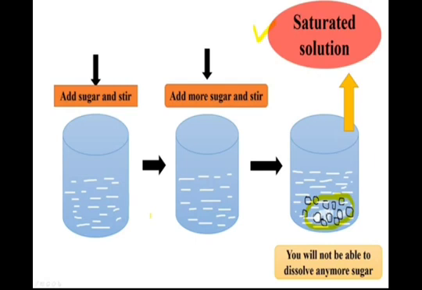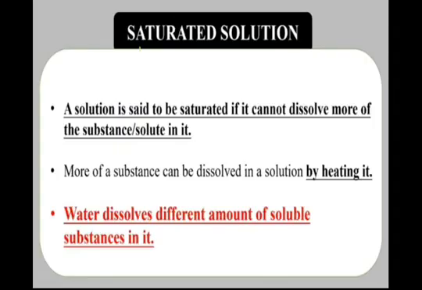So if you continuously add the solute into this beaker, the water is not able to dissolve the whole sugar. So that condition is called saturated, right? Yes, what is a saturated solution? A solution is said to be saturated if it cannot dissolve more of the substance or solute in it. More of a substance can be dissolved in a solution by heating it. Okay, so water dissolves different amounts of soluble substances in it. What do you mean actually?